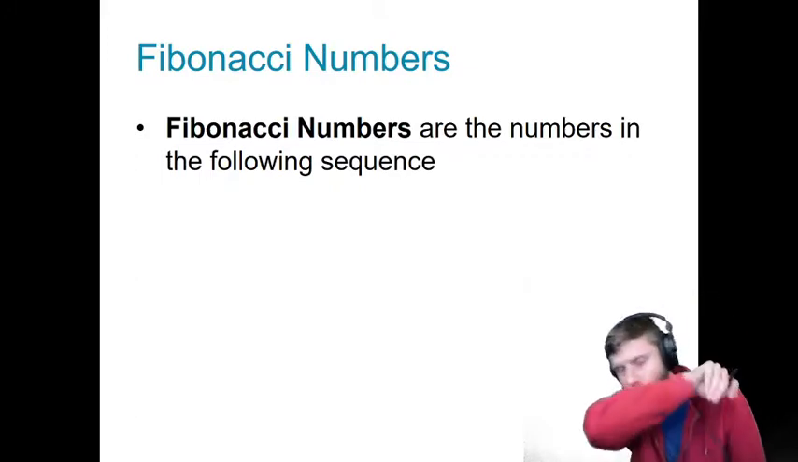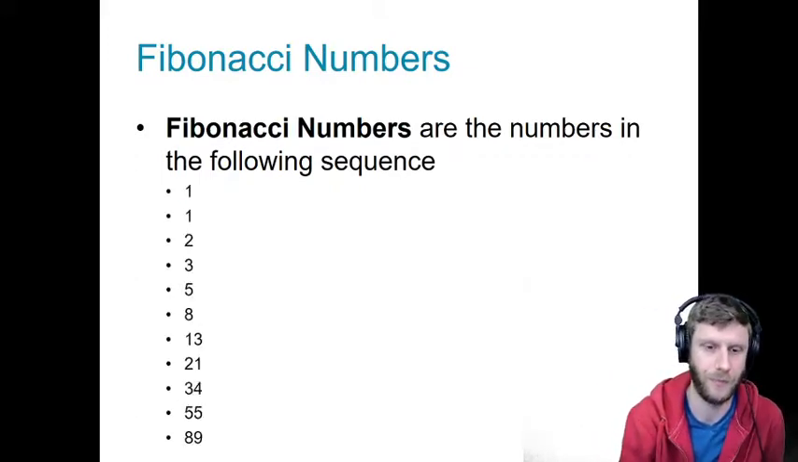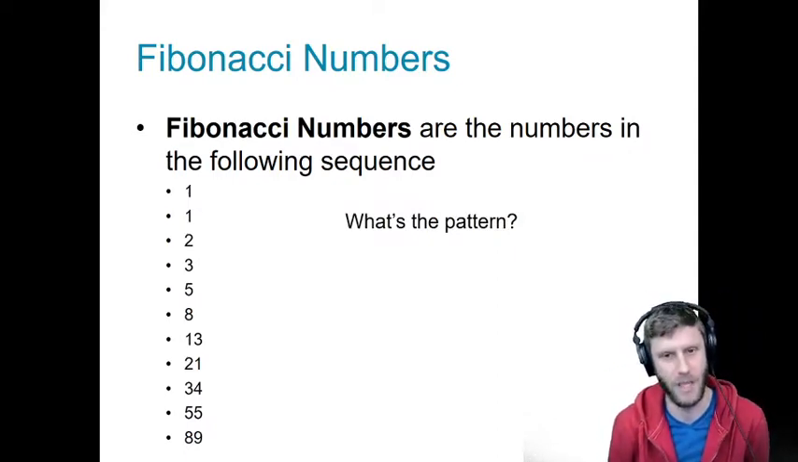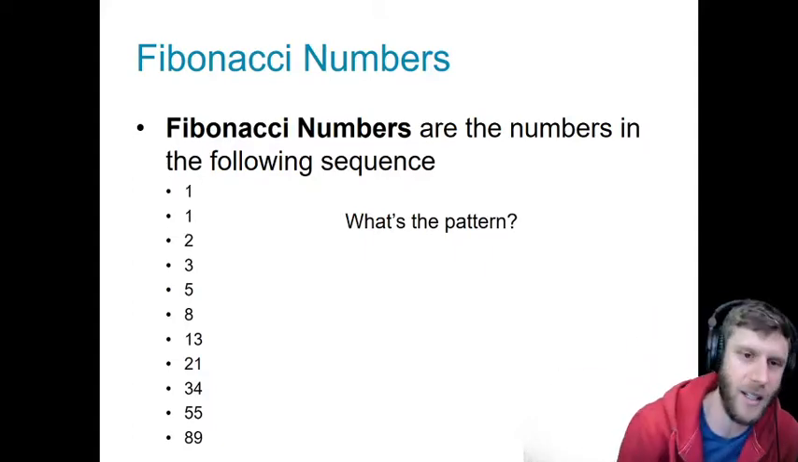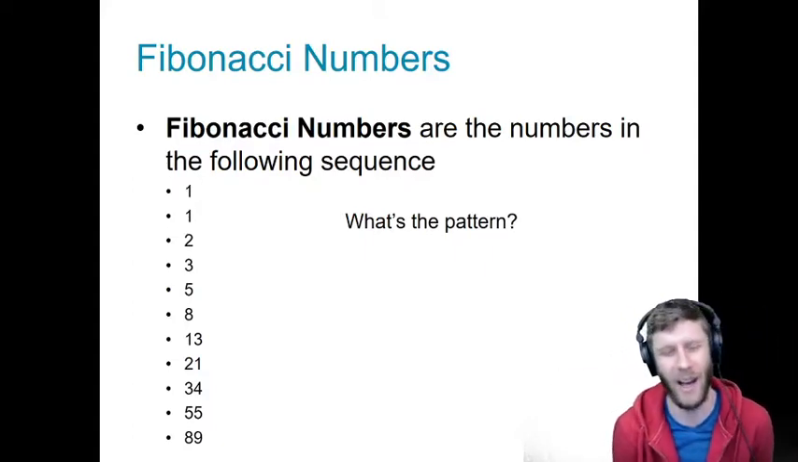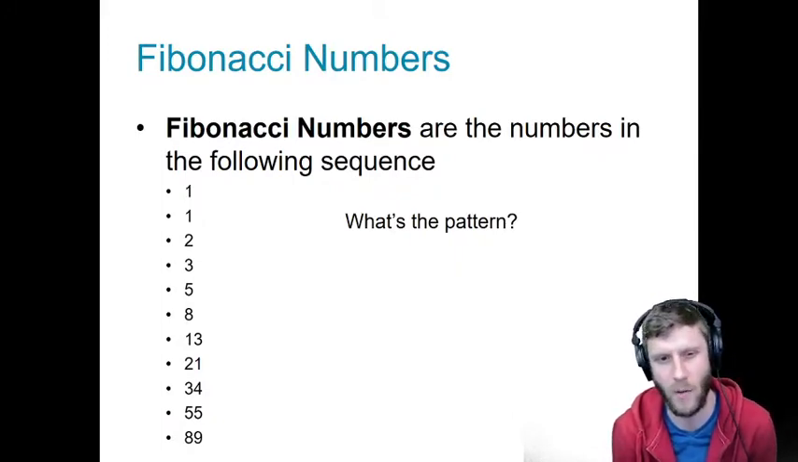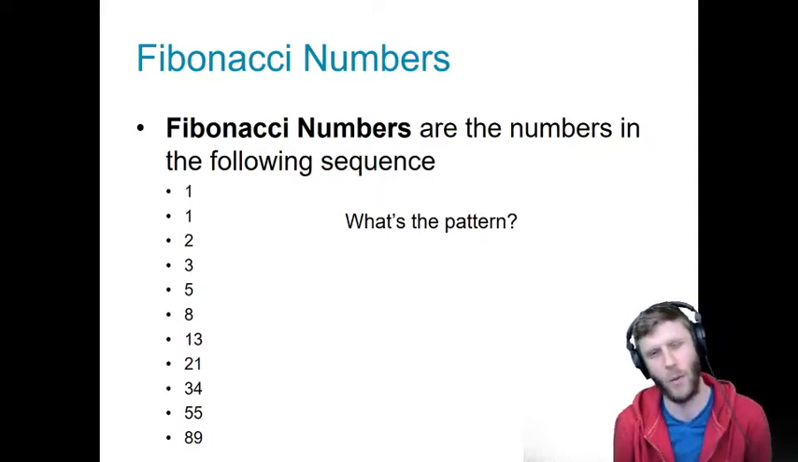All right. The numbers in the following sequence are the Fibonacci numbers. Take a look at these numbers. Don't blurt it out loud. See if you can find the pattern. How does this sequence work? Why does 2 come after that 1? And why does the 3 come after that 2? Why does the 5 come after that 3 and so on? What's the pattern?